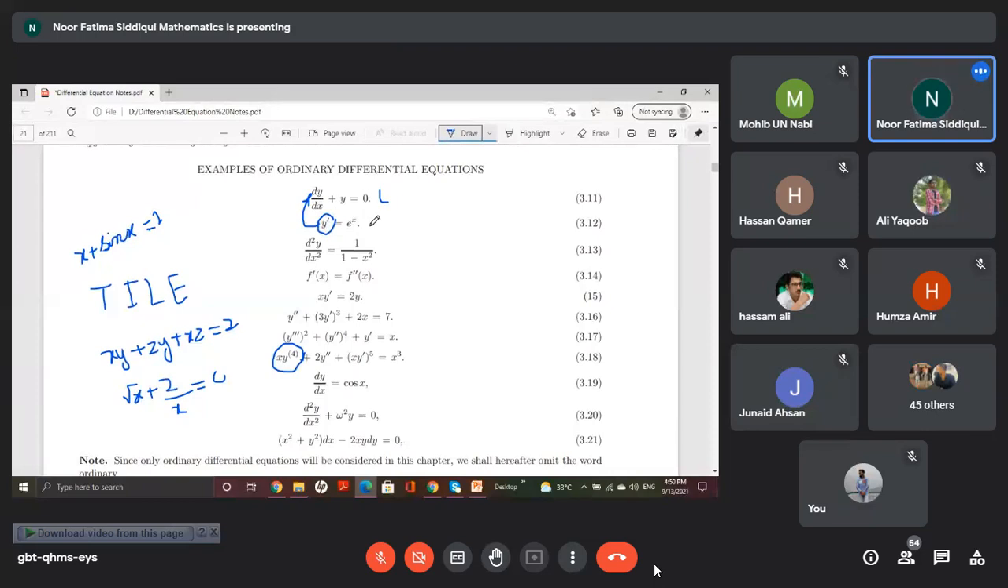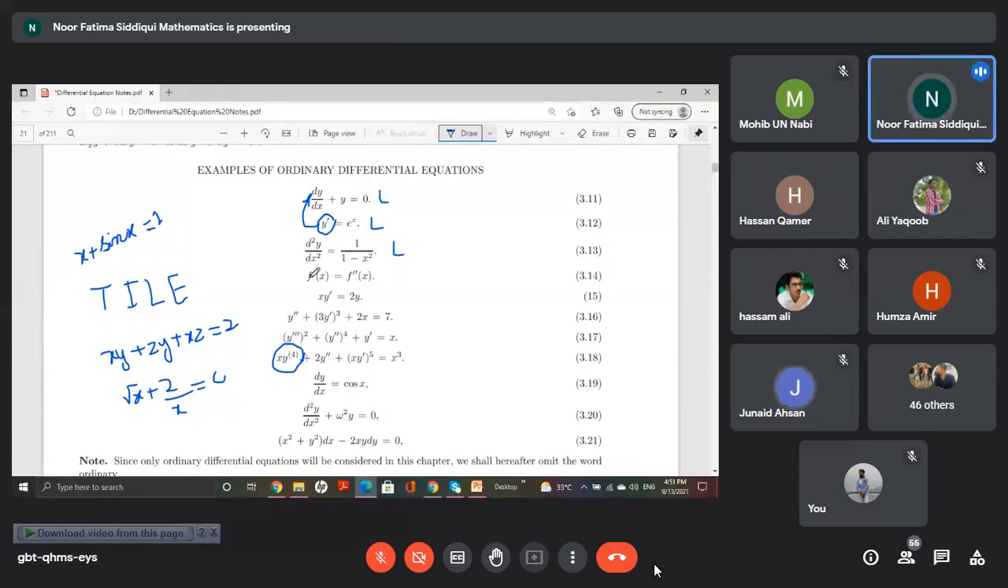So since the exponential function or transcendental function is appearing with independent variables, it is allowed, and y prime is appearing with power one, or in other words, the degree of this equation is 1. So it is also a linear differential equation. 3.13 is also linear. Okay. 3.14 is also linear.